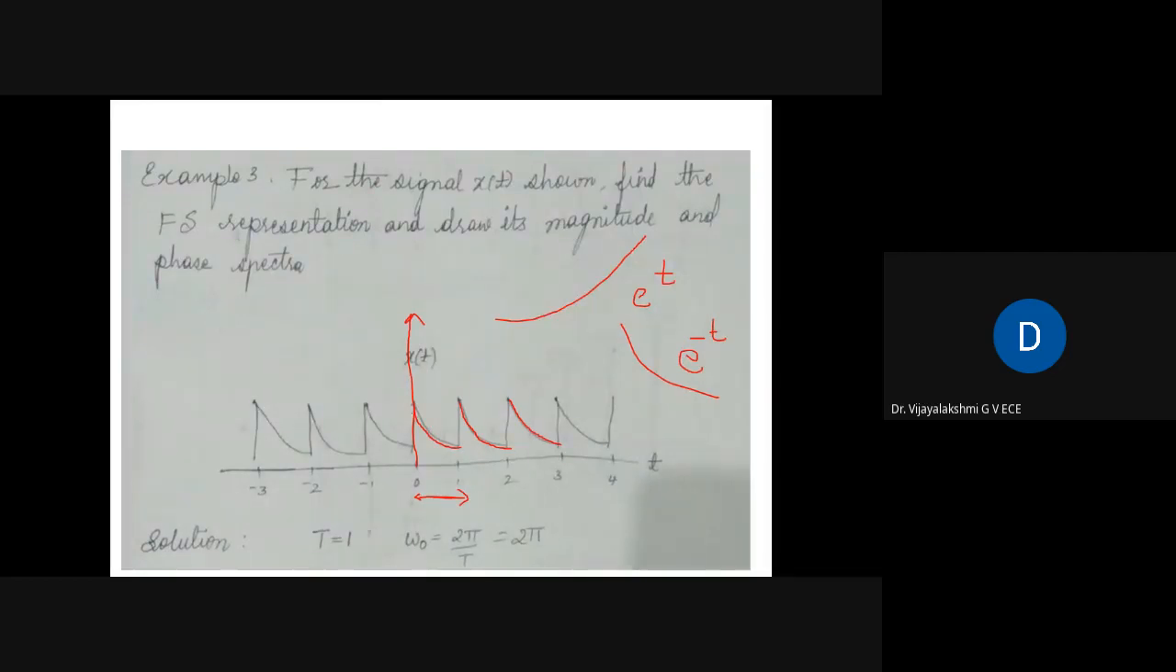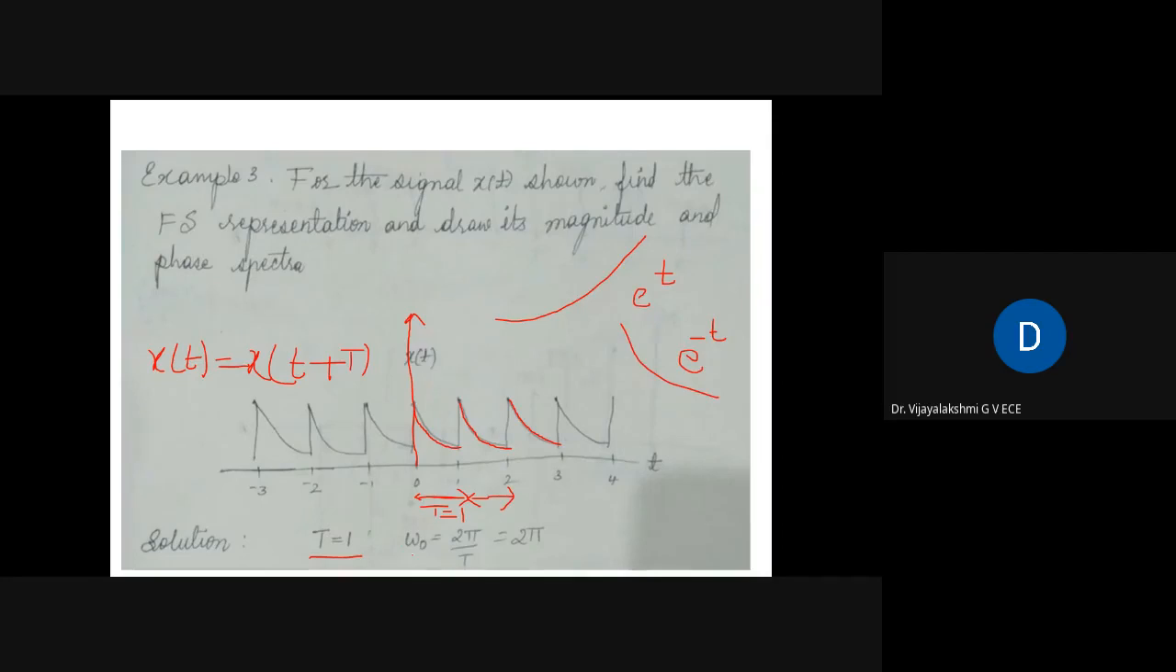Before proceeding to find the Fourier series coefficients, let us identify its period. You can observe that it is repeating with a fundamental period of T equal to 1. The periodicity condition is also satisfied by observation: x of t is equal to x of t plus 1. So it is a periodic signal, and we have found its fundamental period, T equal to 1.